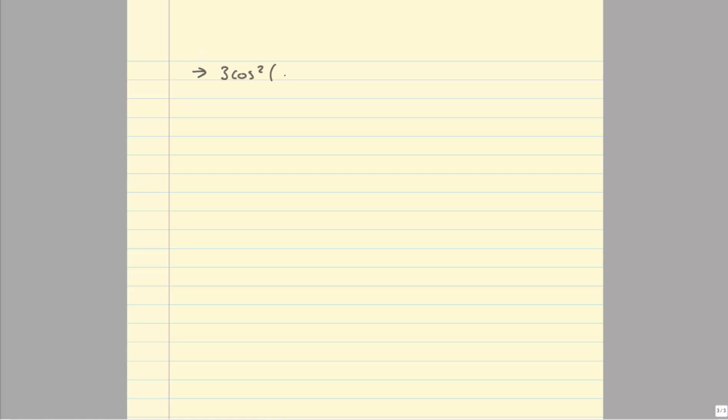3 cosine squared of w plus 16 cosine of w plus 21. So our instructions here are to factor. Well, it doesn't look very obvious how to factor this. So what I'm going to do is make a substitution. I'm going to let x equal cosine of w. So this will look like 3x squared plus 16x plus 21. Now I think this is a lot easier to factor without all the cosines and the w's in.